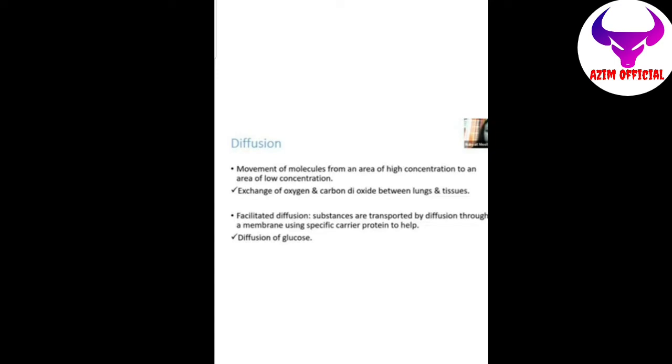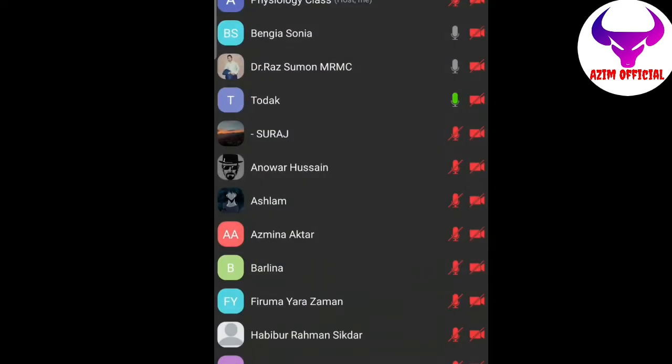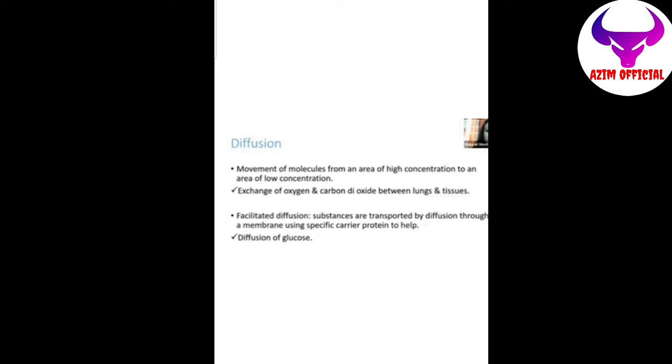Yes, sir. Exchange of oxygen and carbon dioxide between the lungs and tissues is also done by diffusion. Am I clear, or do you have any doubt? Sir, what about lipid soluble substances transported across the membrane? Sorry, sir, say it again. Lipid soluble substances transported across the cell membrane. I said when you have a question or any doubt, ask it instantly.